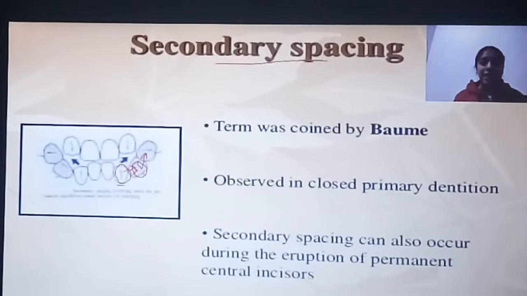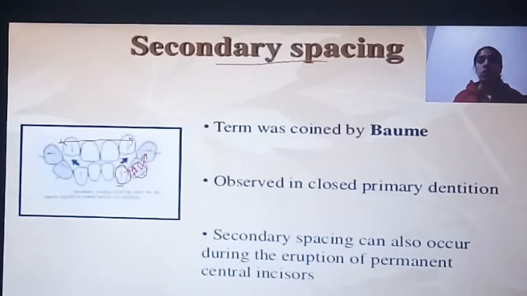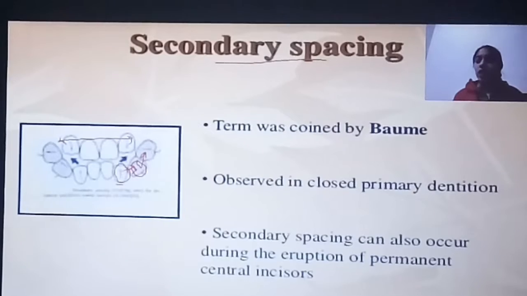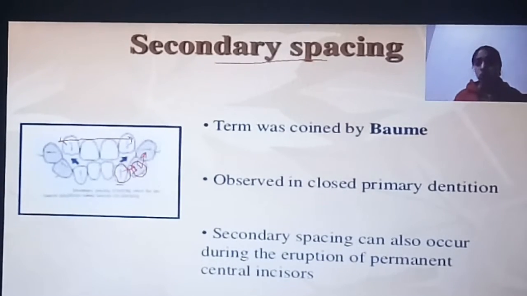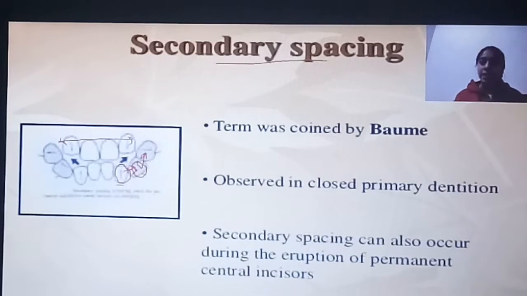So overall, that results in an increase in this. This is known as arch width. So upper arch width increases, and that helps in the smooth transition of the permanent teeth with that of the primary teeth. So this is known as secondary spacing. So we can say that even if the child does not have primary spacing, there can still be a smooth transition of the permanent teeth with that of the primary teeth.